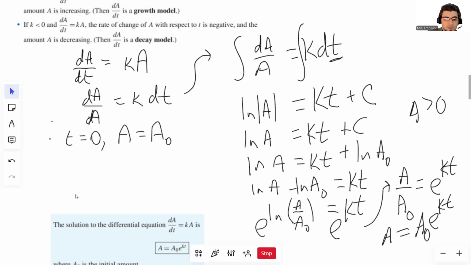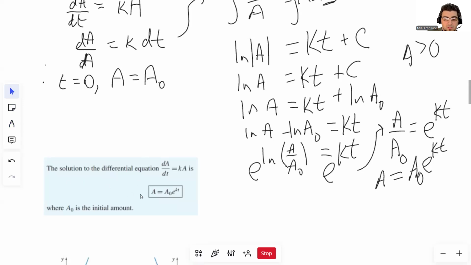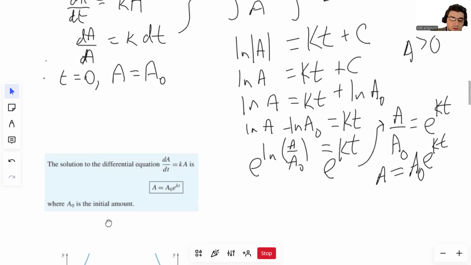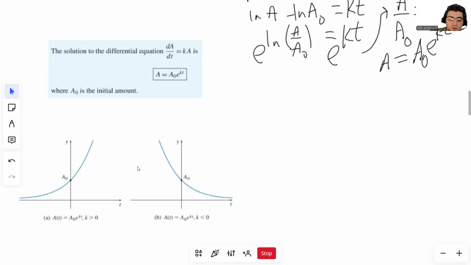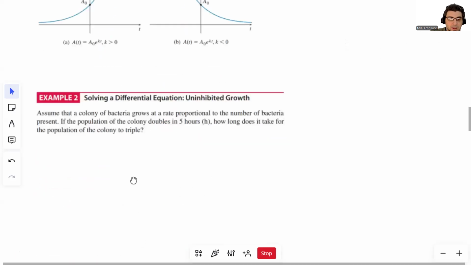Okay, so down here we just have our summary. The solution to the differential equation dA/dt equals kA is A equals A naught e to the kt, where A naught is the initial amount. So you have two situations, one where k is positive is going to result in exponential growth, and the other one where k is negative is going to result in exponential decay. And for all these situations, it's assumed that A is positive, okay? So let's move on here and actually look at an example.